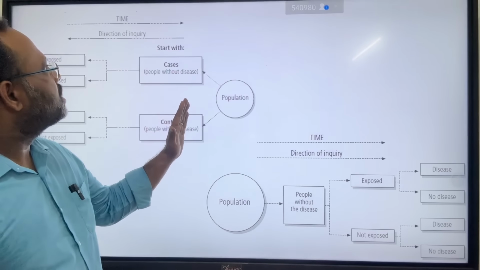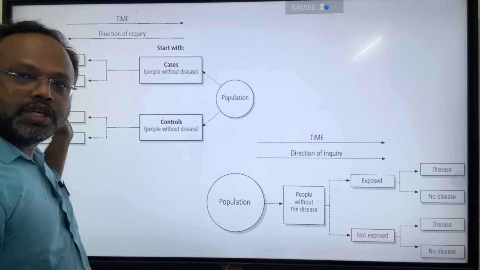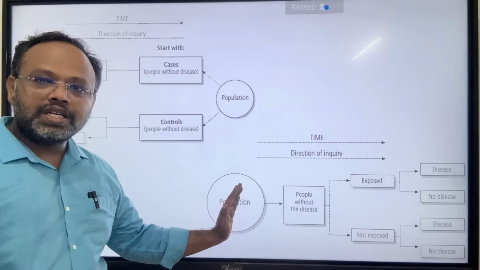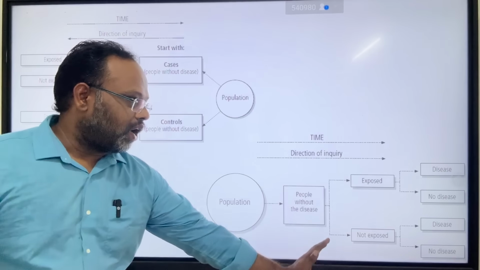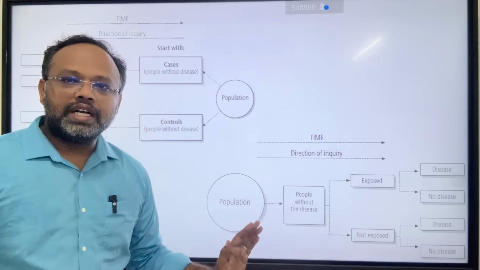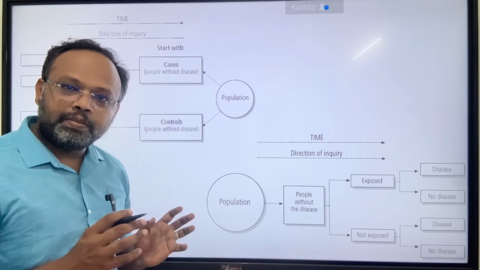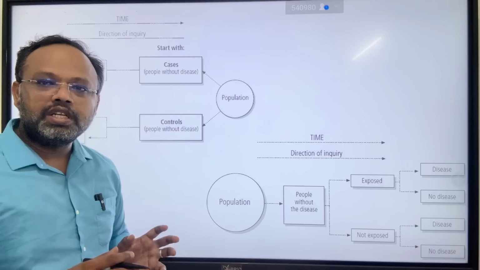For case control study, we start with cases and controls and we look for the exposure and non-exposure. For cohort study, we start with people without disease, that is exposed and non-exposed, and we look for the appearance of the disease or not. So that is the cohort study. So the starting point will be the case in case control study and exposed and unexposed in cohort study.